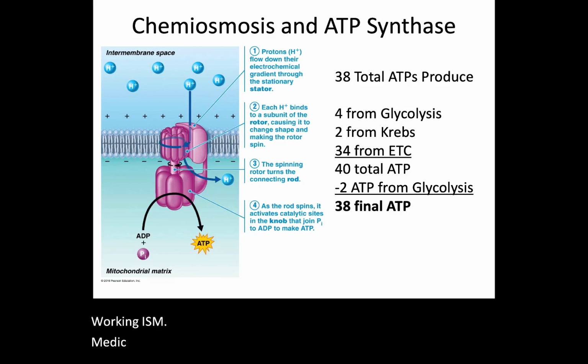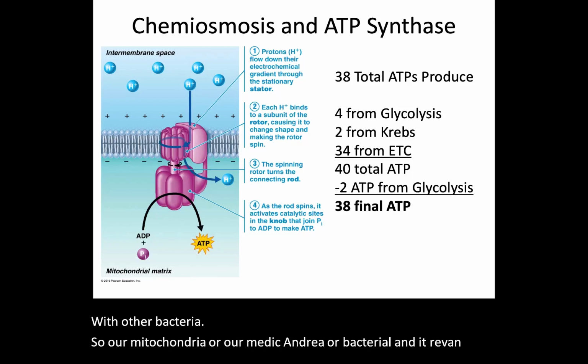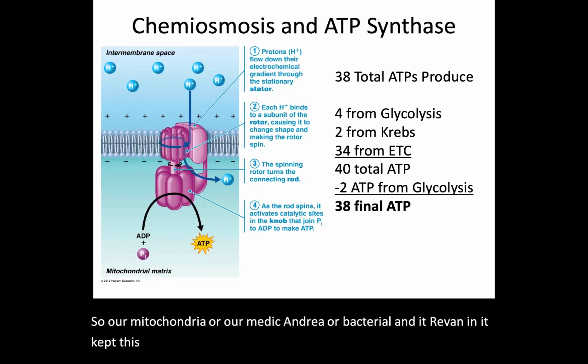Mitochondria, 3.8 billion years ago, was a bacterium that eventually formed a symbiotic relationship with other bacteria. What? So our mitochondria are bacterial, and it kept this basic principle of fueling structures using a hydrogen proton gradient.